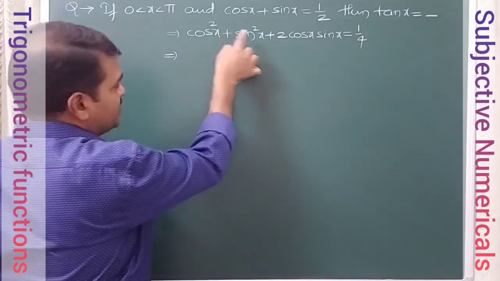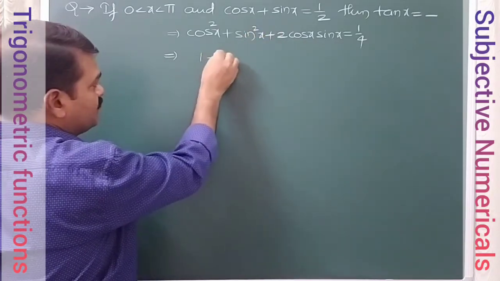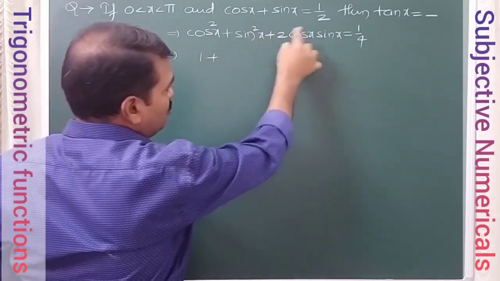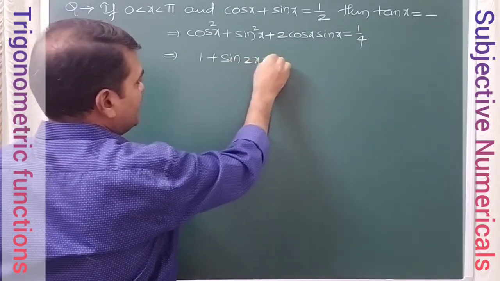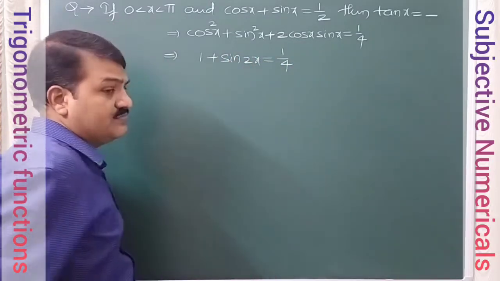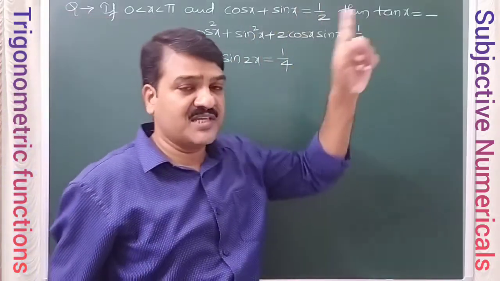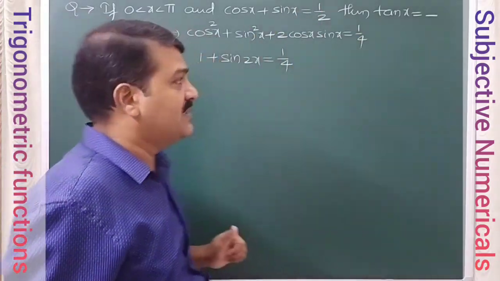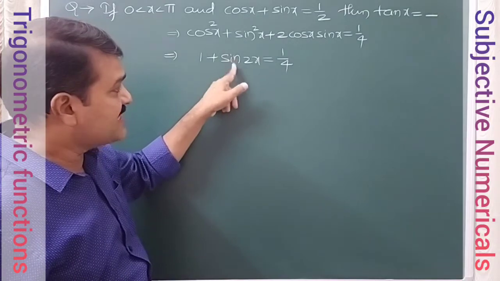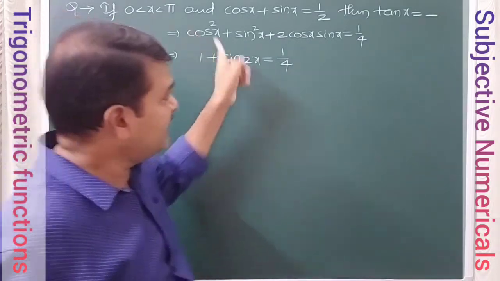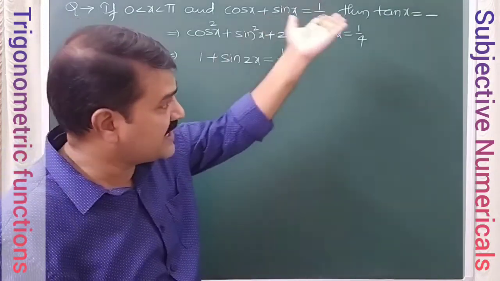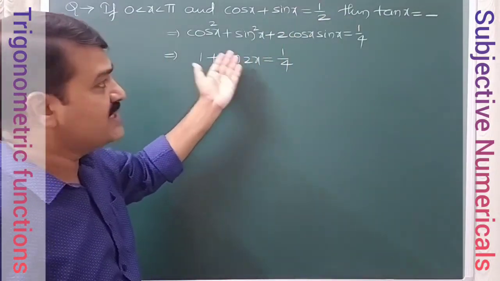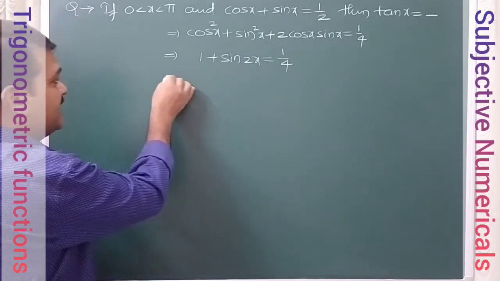Now cos square x plus sin square x is 1. And 2 sin x cos x means sin 2x, which is equal to 1 by 4. We want tan x, keep that in mind. Because we want tan x, I am writing the sin 2x formula in terms of tan.